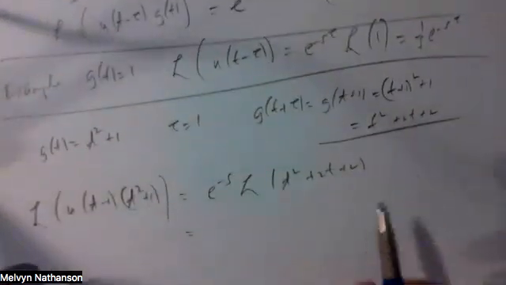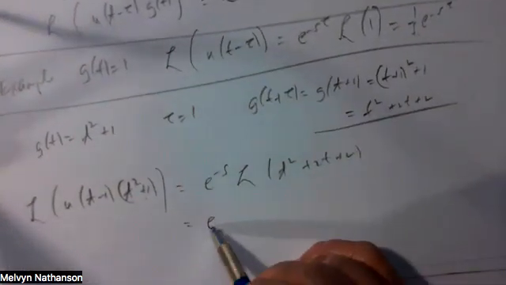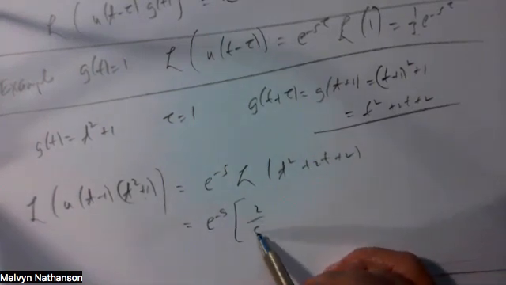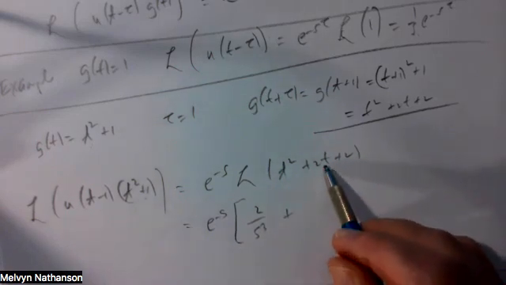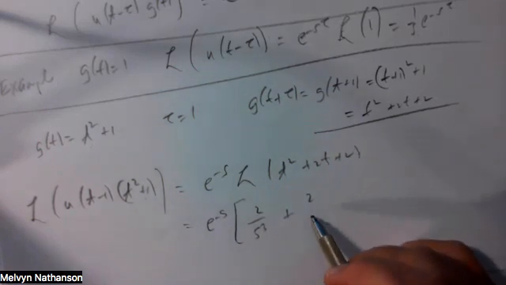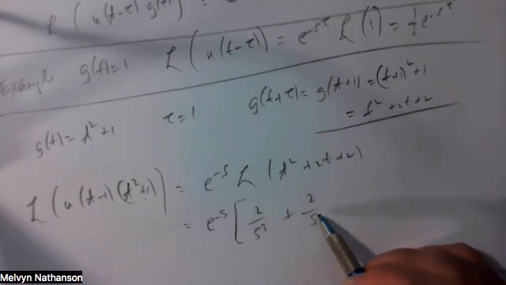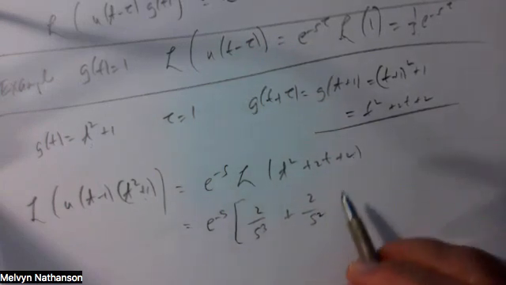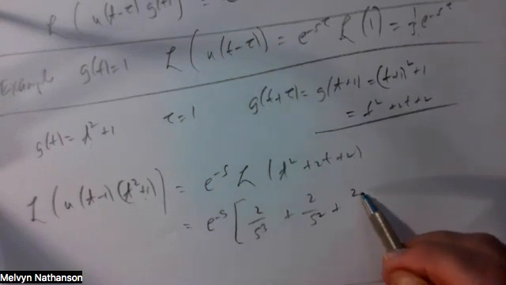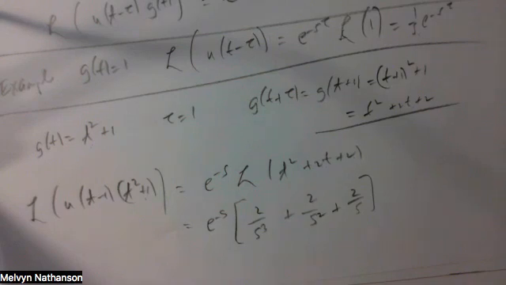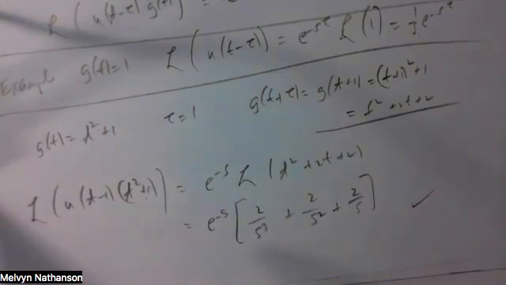And we know how to compute this Laplace transform. This is e to the minus s times the Laplace transform of t squared, which is 2 over s cubed. The Laplace transform of 2t is 2 over s squared. And the Laplace transform of 2 is 2 over s. So that's the answer. That's the Laplace transform.